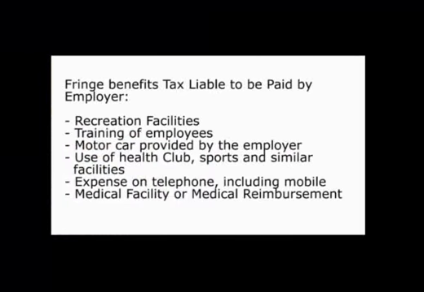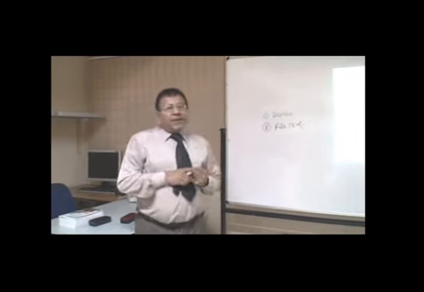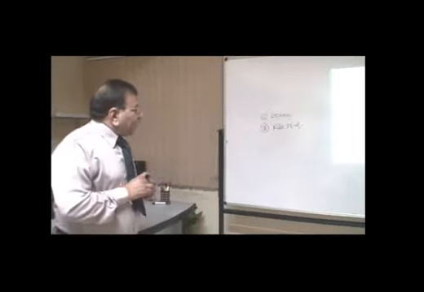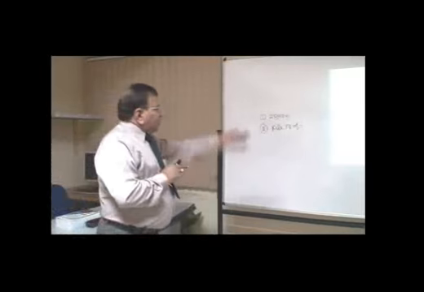So the next category is fringe benefits which are liable to tax in the hands of the employer. It means these are the facilities, these are the amenities which have been provided by the employer to the employee, but still that would not be taxed in the hands of the employee. Rather, those facilities or amenities would be treated as fringe benefits, and they would be taxed in the hands of the employer as a fringe benefit tax. So in a nutshell, we can say these are some of the facilities.